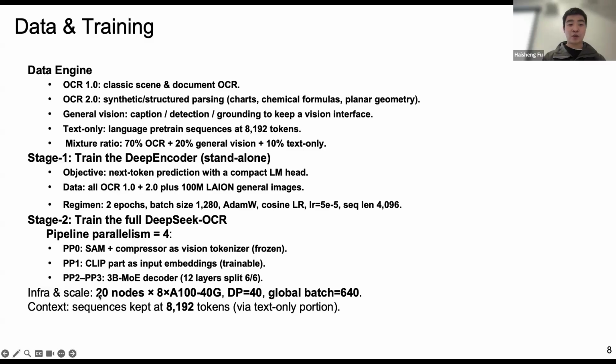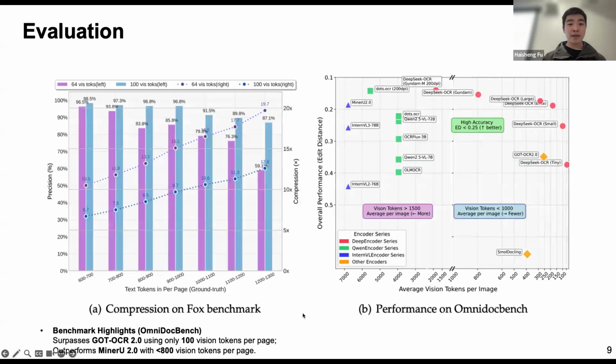And they also report its hardware configurations. For example, it will use 20 nodes times 8 times A100. Each A100 has 40 gigabytes, and its batch size is 640. We can see its results. It evaluates its results on 2 well-known datasets.